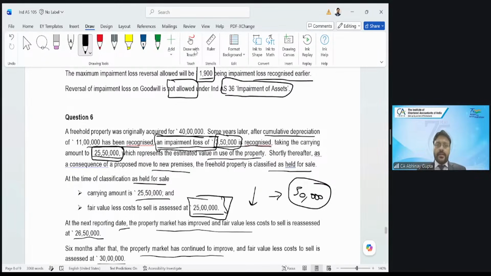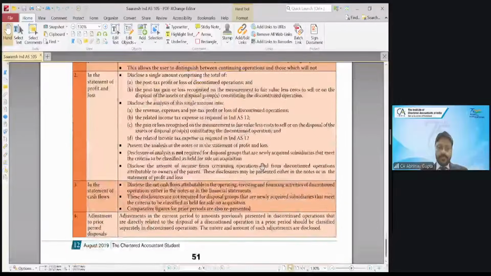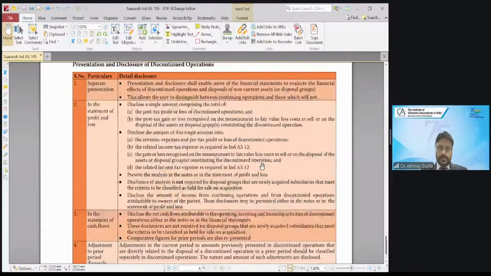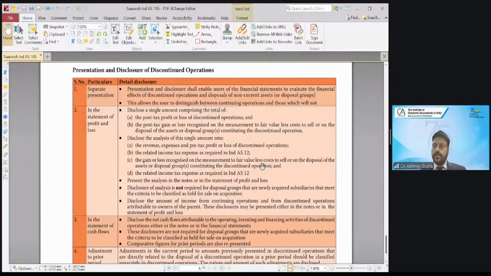Now, finally, after doing these numericals, let me quickly jump on to the disclosures, right? So disclosures is also very important, right? We cannot ignore them.